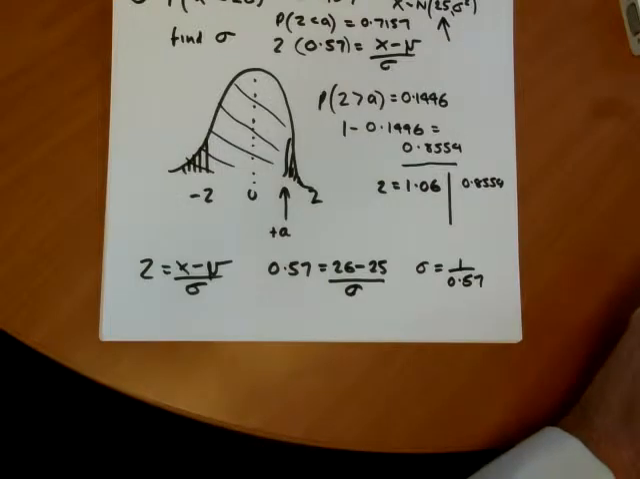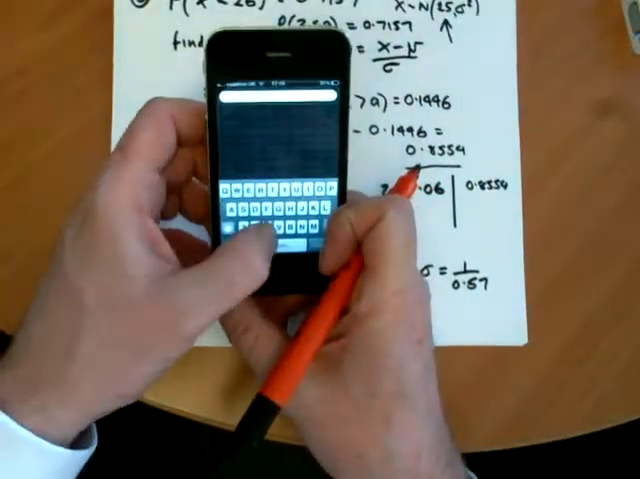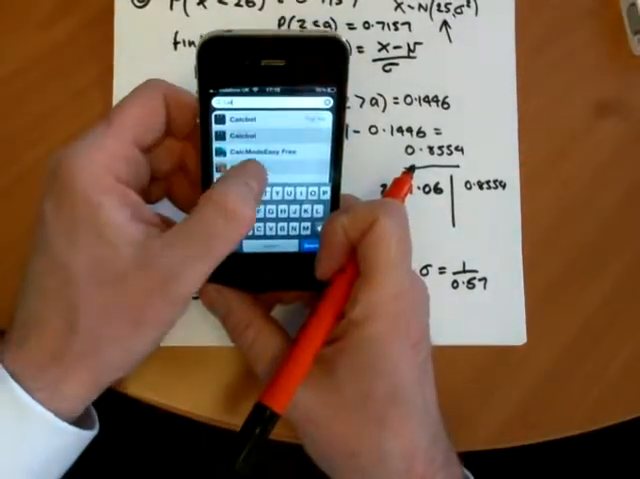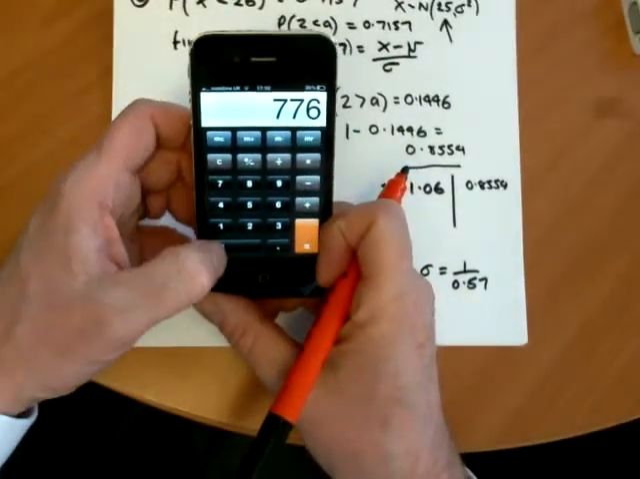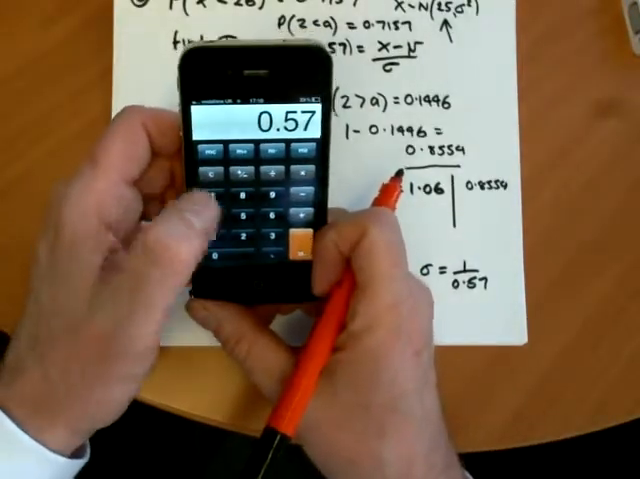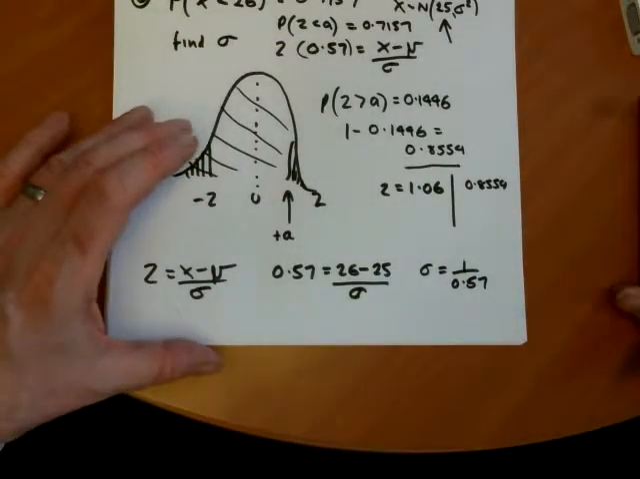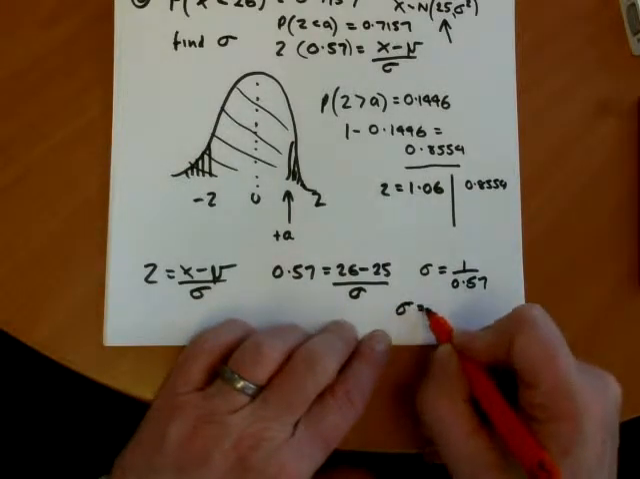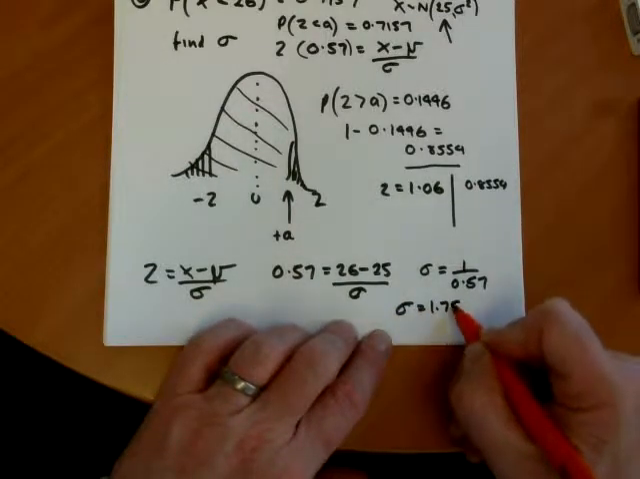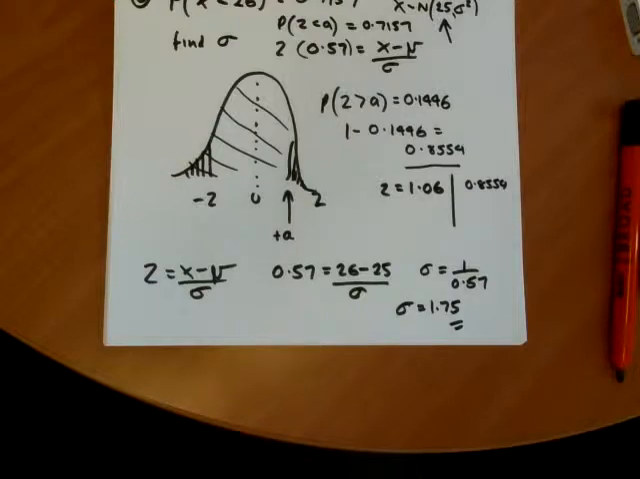So 1 divided by, and I'll work it out on the iPhone here. The delay is simply in me finding my calculator. There's my calculator. So we're doing 1 divided by 0.57, and the answer is 1.75. So the standard deviation to 2 decimal places is 1.75. And that's the answer. So there are some examples where we have to work backwards to z values and then to find a value of x. I hope this helps.